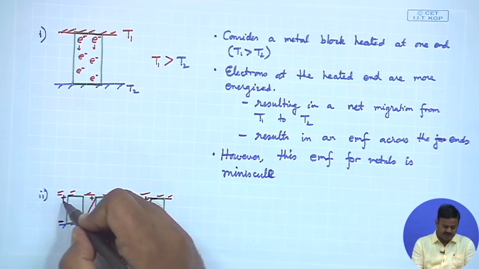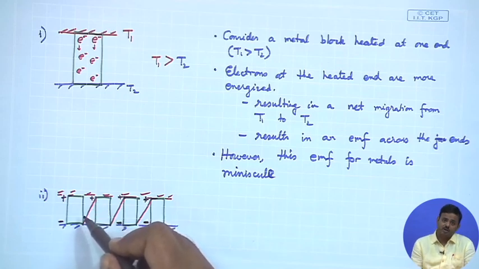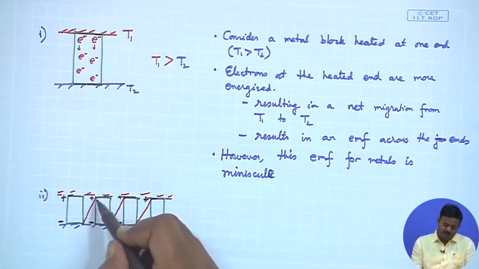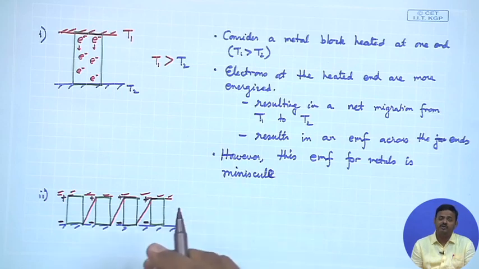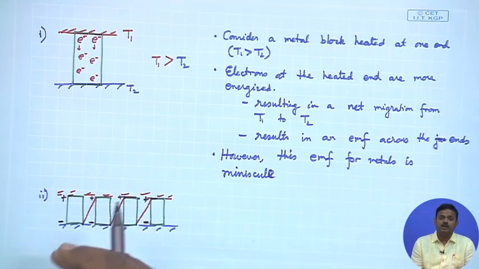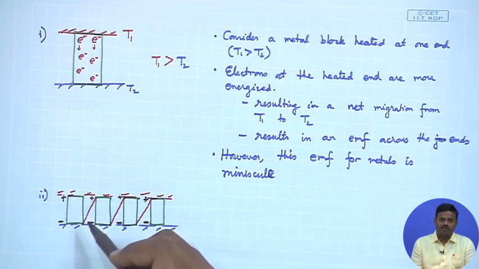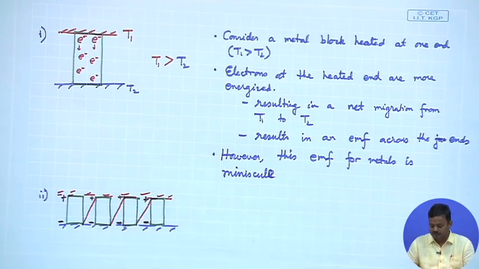So, if we do this, now what happens? We have generated an EMF across these metal blocks, but these connecting wires are also metals, and because of the temperature difference across them, they are also going to give rise to a potential difference. That EMF will be opposite to the direction of the EMF that we have generated in these metal blocks. So, they are going to oppose. Okay. So, therefore, this arrangement will not work.